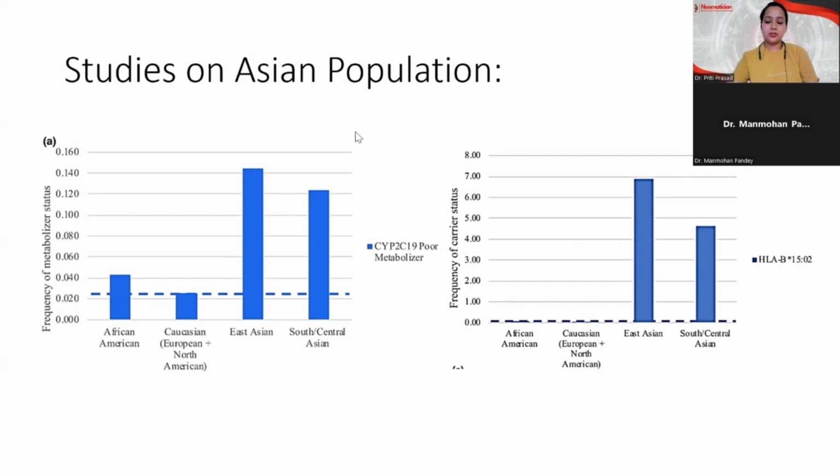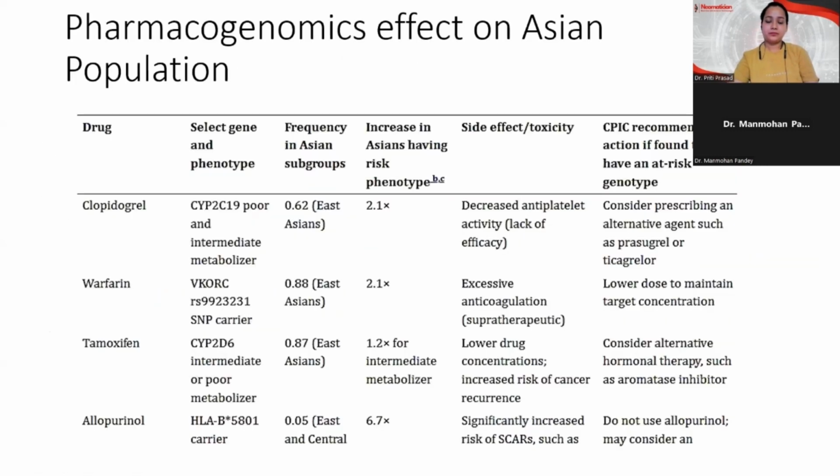Now we can see that we have different drugs based on our Asian population. Drugs like clopidogrel, where poor metabolizers are found in the Asian population, show around a 2x increase. The frequency of the poor metabolizing variation is very high in the East Asian population.